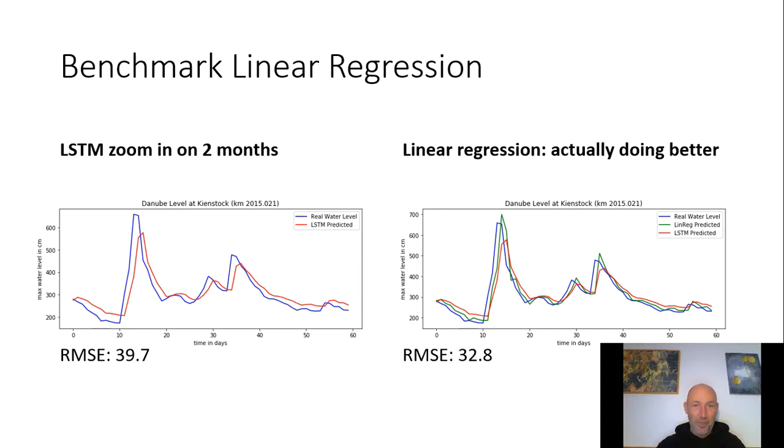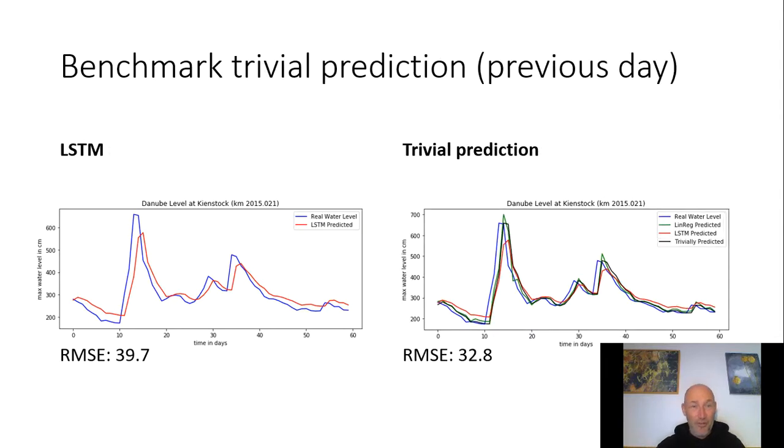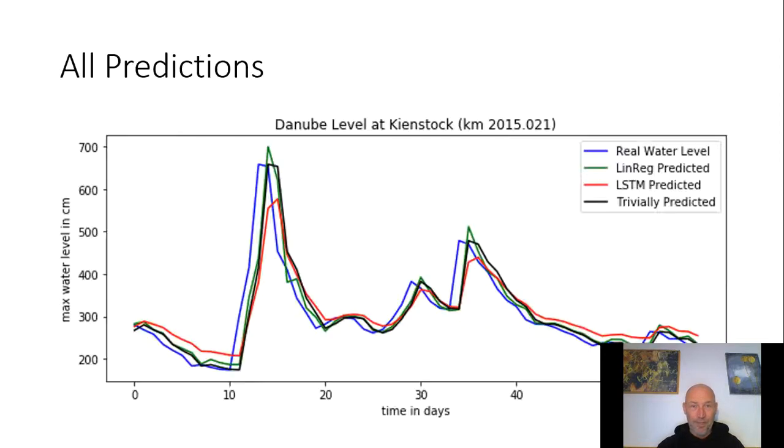So I thought, oh, I take linear regression as a benchmark. And surprise, surprise, the linear regression actually does better than the highly tuned LSTM model. So I went one step further and also benchmarked the whole thing against a trivial prediction, which is just taking the previous day's value as prediction, and does also equally well as the linear regression and better than the LSTM. What do we learn from that?